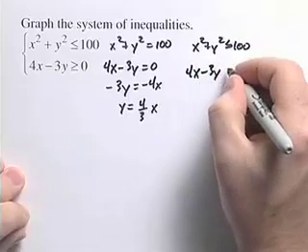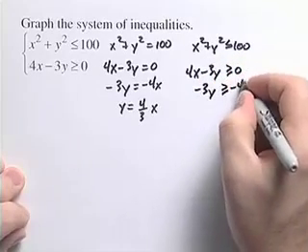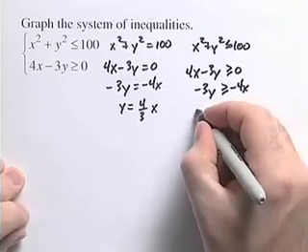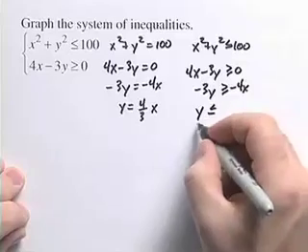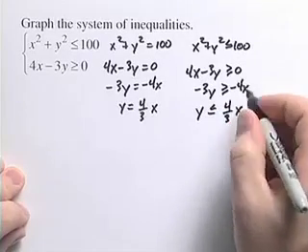4x minus 3y greater than or equal to 0, negative 3y is greater than or equal to negative 4x. And if we divide both sides by negative 3, we have to switch the direction of our inequality. And so we're really looking to graph the inequality y is less than or equal to 4/3 x.